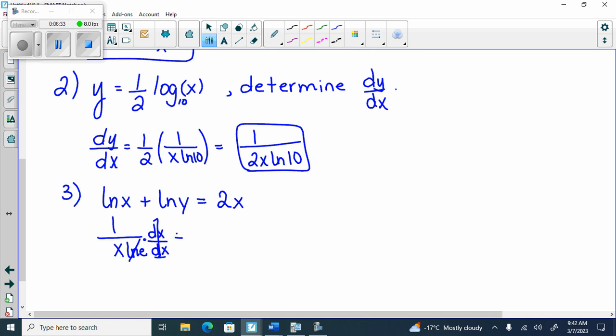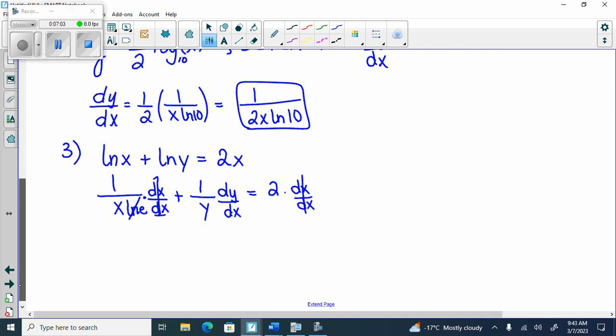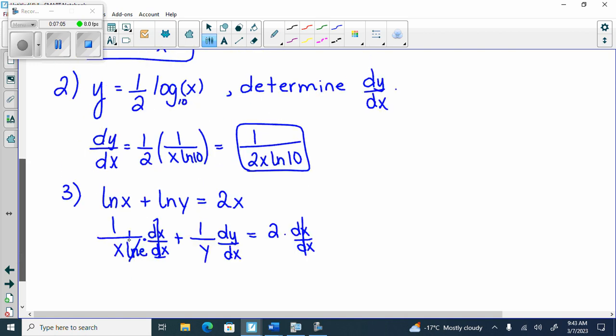Okay, then the derivative of ln y. I get a y in the denominator. The derivative of y is 1, and what must I follow behind with? dy over dx. And then it equals 2, technically, dx over dx. So, I'm left with 1 over x.